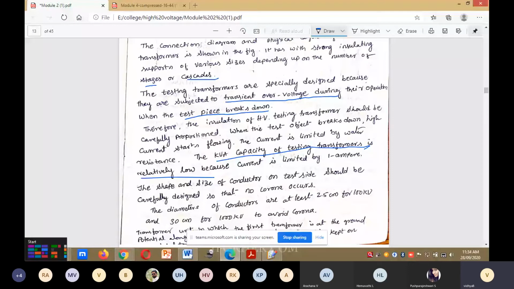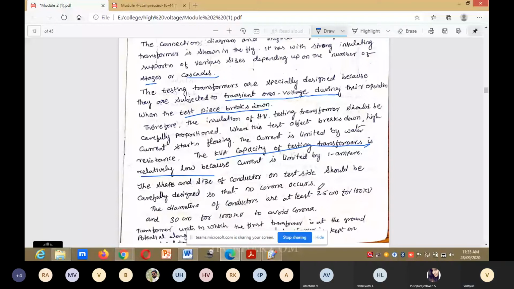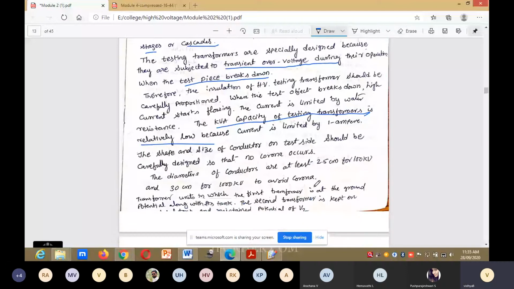The shape and size of the conductor. We have learned about corona, how corona occurs and what the phenomenon is, and how to reduce the corona effects. We all know about the corona effect; we have read it in the transmission and distribution subject. The shape and size of the conductor on the test side should be carefully designed so that no corona occurs. The diameter of the conductor is at least 2.5 centimeter for 100 kV and 30 centimeter for 1000 kV, to avoid corona.